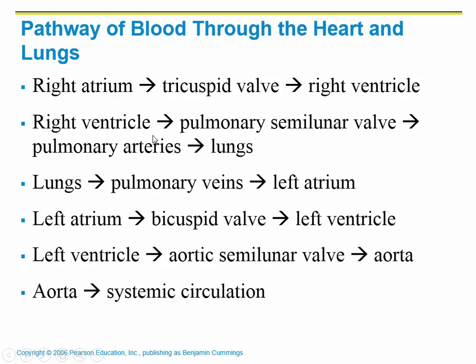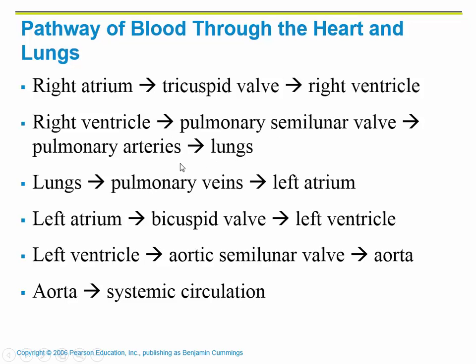Once it gets into the right ventricle, it's going to go through another valve, and the valve is going to be between the ventricle and the pulmonary trunk. So it goes through something called the pulmonary semilunar valve. It goes into the pulmonary trunk, which isn't shown here, but the pulmonary trunk branches into the right and left pulmonary arteries because we have two lungs. We have a right and a left lung, so we have to get blood to both lungs.